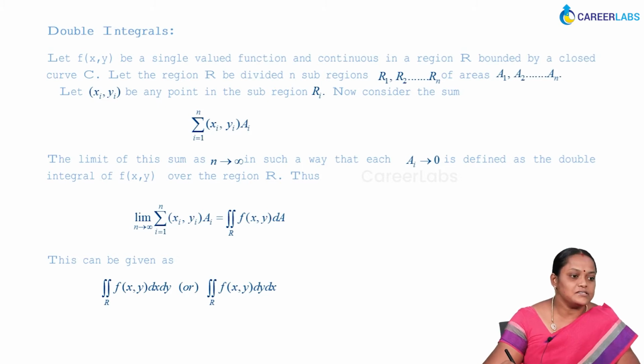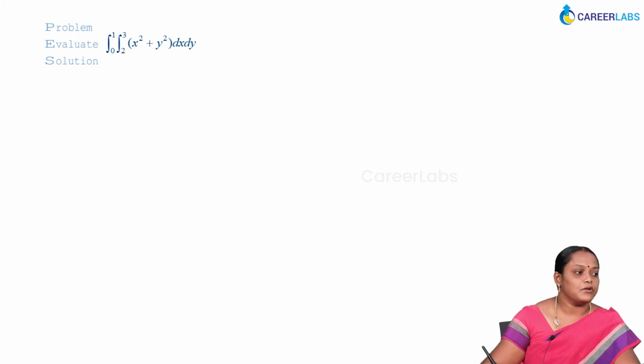is defined as the double integral of f of x comma y, that is, it is given by limit n tending to infinity summation f of xi comma yi into Ai is equivalent to double integral over the region R f of x comma y into dA. So this can also be done as double integral over R f of x comma y dx dy or double integral over R f of x comma y dy dx. Right? Okay. So let us start with the problem here.